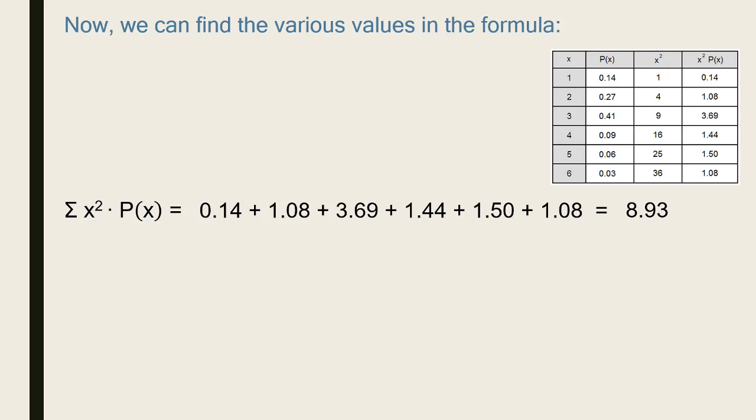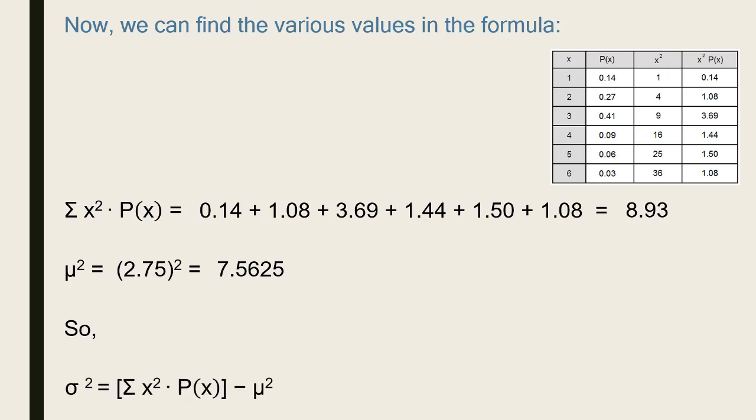In our formula, though, there's also a mu squared. So we're going to have to find the value of mu squared. Remember, we found that mu was 2.57, so we're taking 2.57 squared, and 2.57 squared is 7.5625. And so these last two answers, the 8.93 and the 7.5625, we're supposed to subtract according to the formula. Right? It says take the sum of the x squared times p of x's, which was 8.93, and subtract the square of the mu, which is 7.5625.